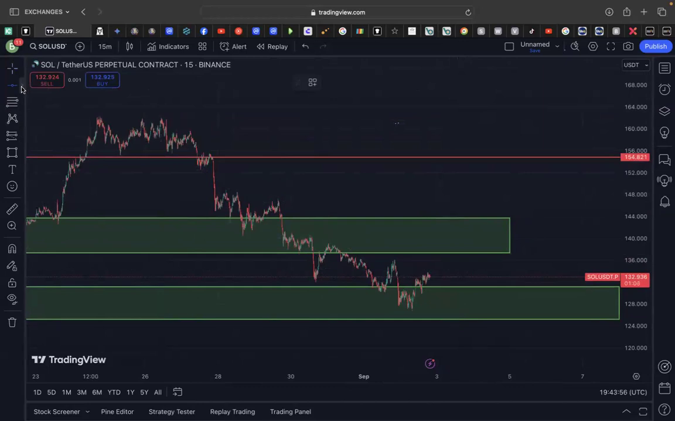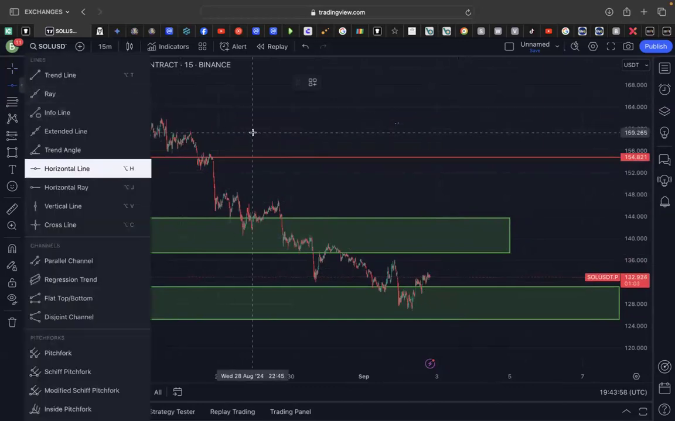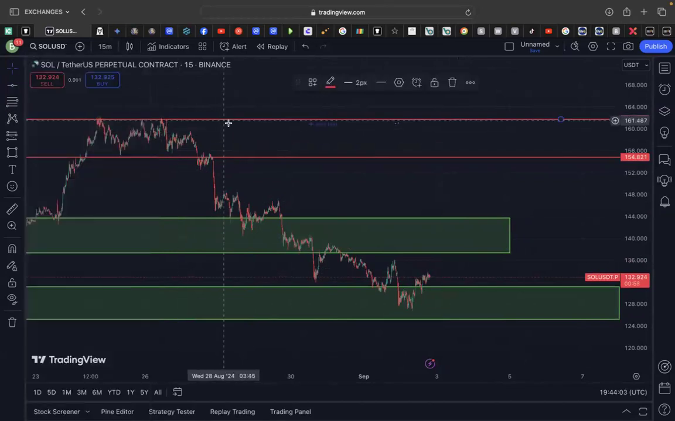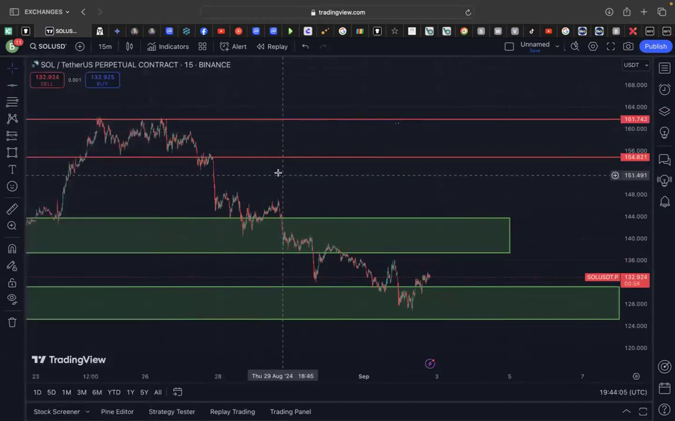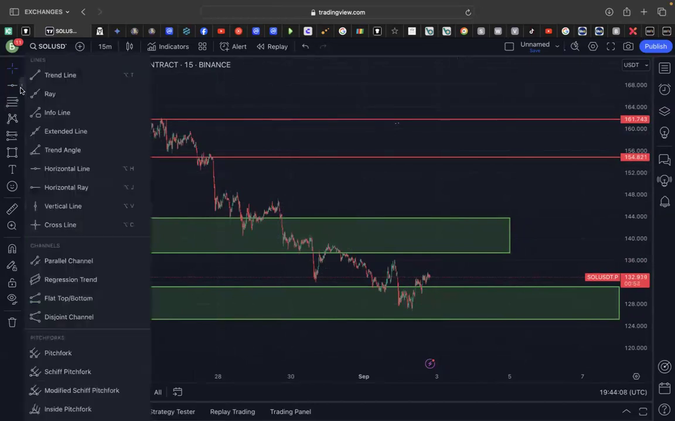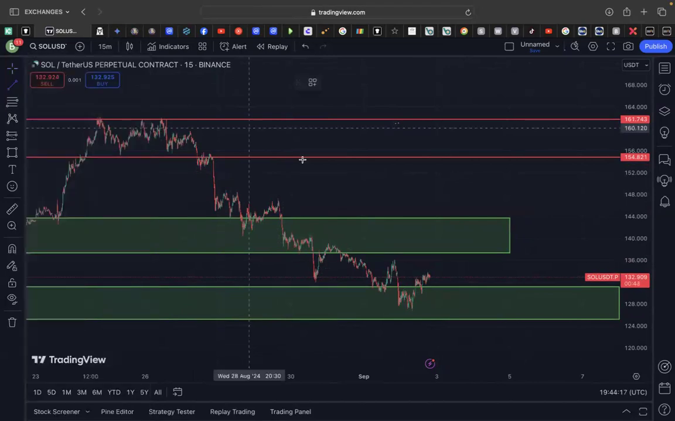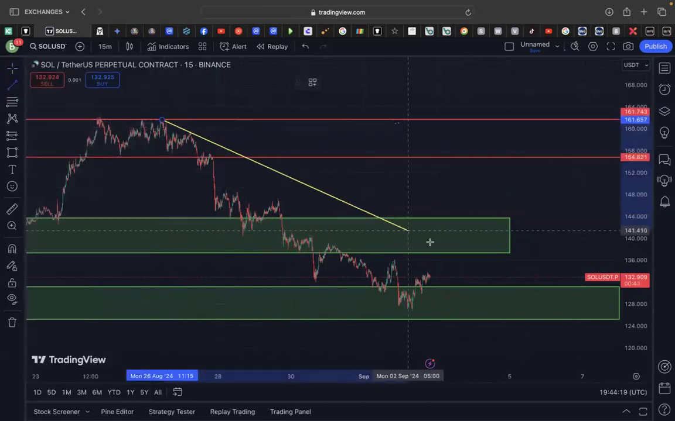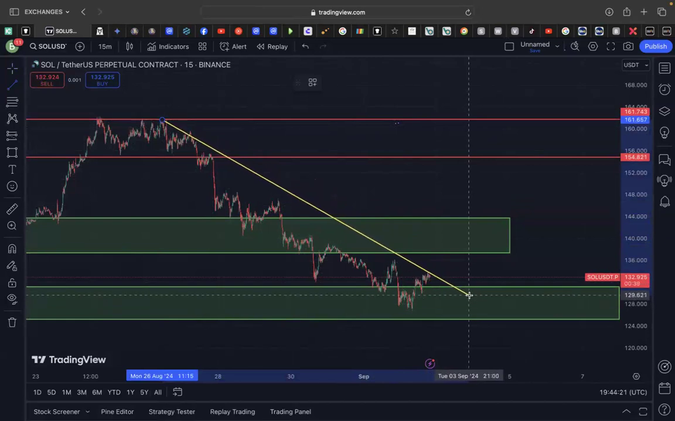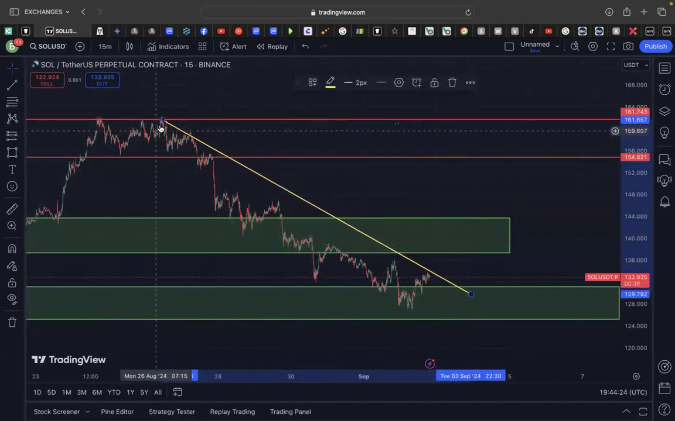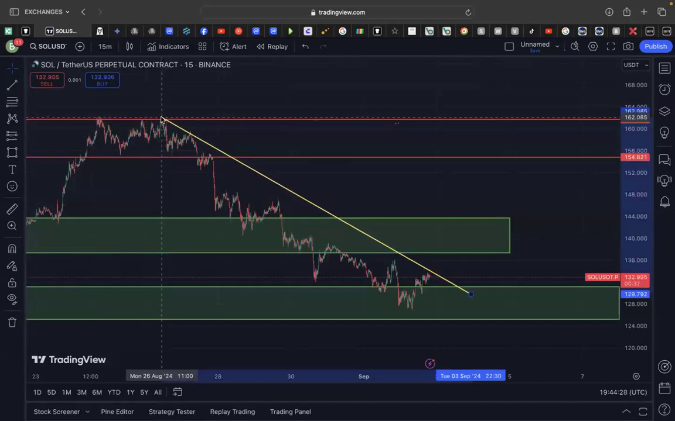They don't care what the overall structure of the market is. They basically want to trade what is currently happening at that moment. They don't care whether the market is bullish or bearish. They just want to capitalize on what is going on in that present moment. So they could quickly just draw a trend line, something like this right here.